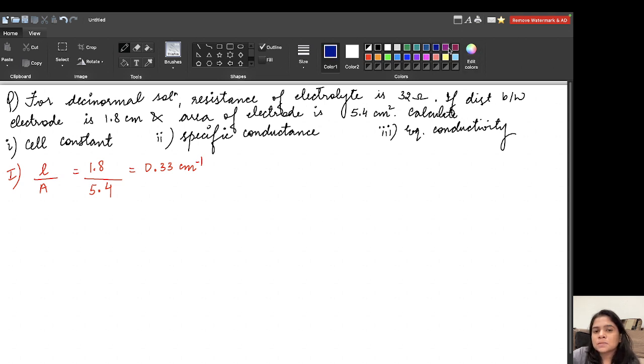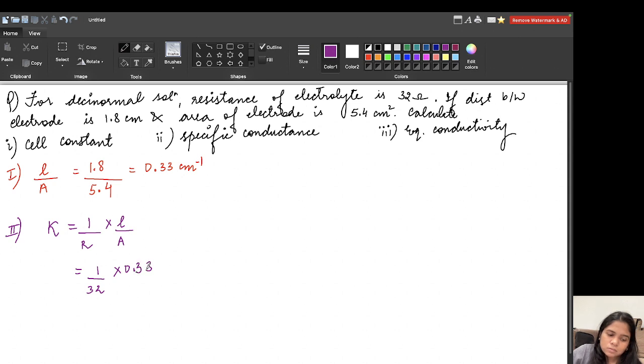Second thing which you need to find is specific conductance. What is specific conductance? Conductivity, which is your kappa. Kappa is your 1 upon R into L by A. Now L by A you already know. 1 upon R is given to you, 32 into 0.33. Just apply this formula, 1 upon R into L upon A, and check what will be the answer. Just simply need to solve.